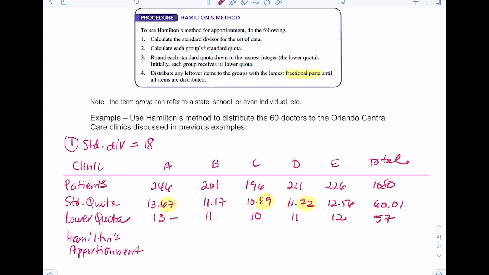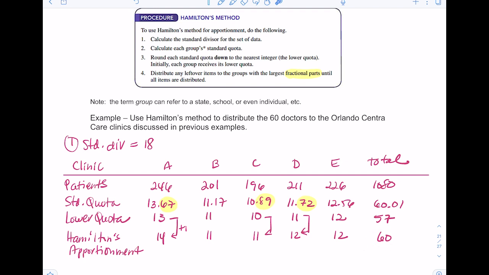I'm going to add one more doctor to Clinic A, and they're now going to have 14. Clinic B is going to stay 11. I'm going to add one more to Clinic C, so that will become 11. I'm going to add one more to Clinic D, that will become 12. And then Clinic E is going to stay 12. Now when you add that up, you'll get exactly 60. So using Hamilton's method, Clinic A is going to have 14 doctors assigned to them. Clinic B will have 11. Clinic C will have 11. D will have 12, and E will have 12. And now we have exactly 60.